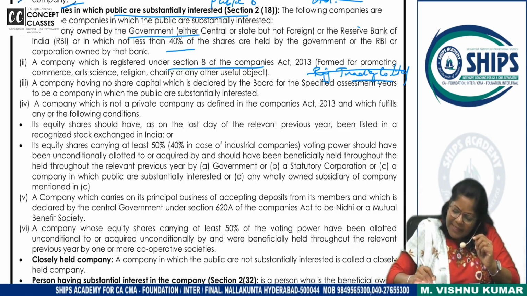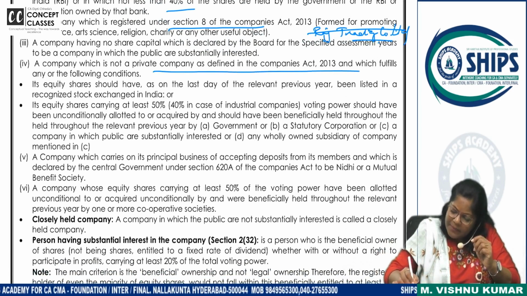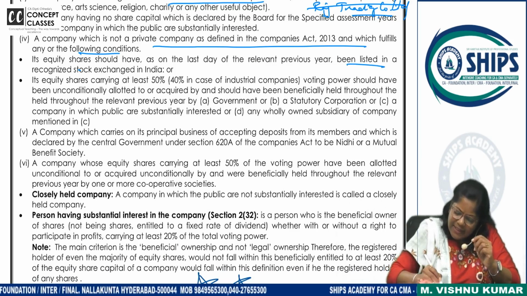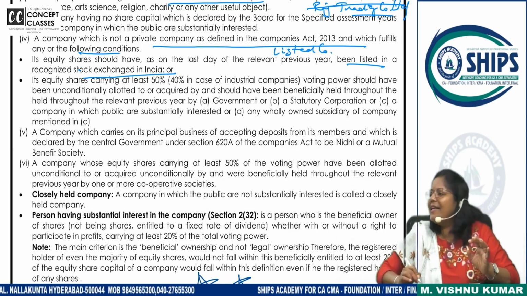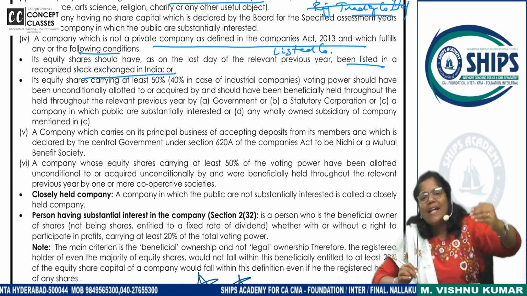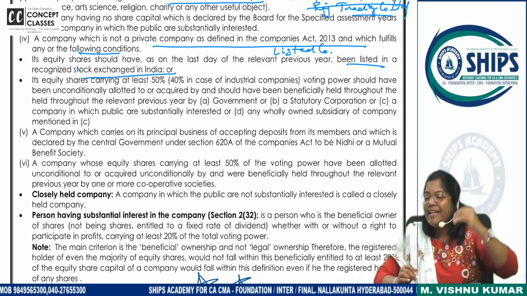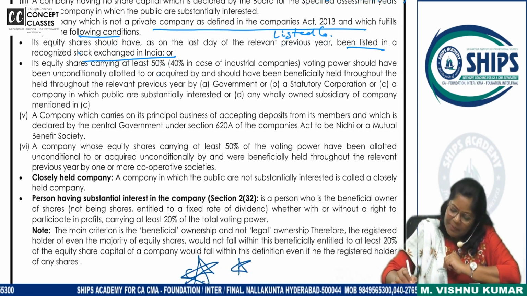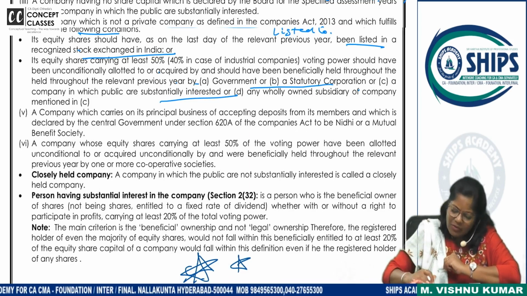Next. A company having no share capital on the board. Okay. A company which is not a private company and which fulfills any of the conditions. Its equity shares are listed on the stock exchange. It is called what? Listed companies, whose shares are listed on a stock exchange. They are listed on BSE and NSE, and trading happens in the secondary market. Equity shares carrying at least 50% voting power should be unconditionally allotted or should have been held throughout by government or corporation and all. Then they are also companies.